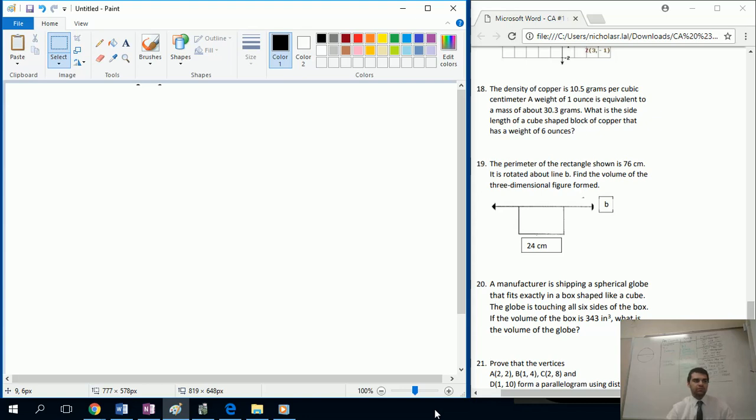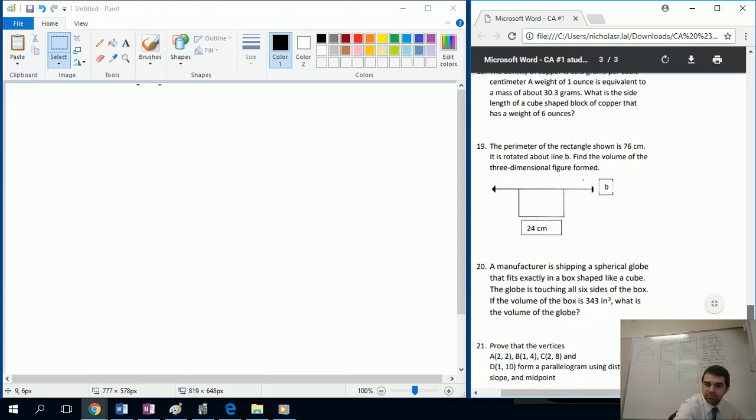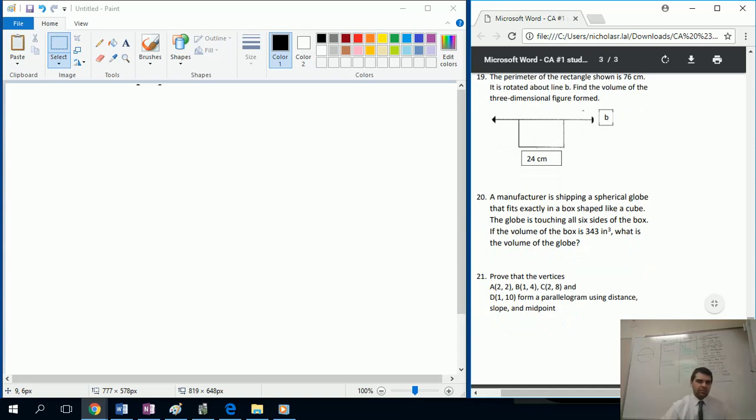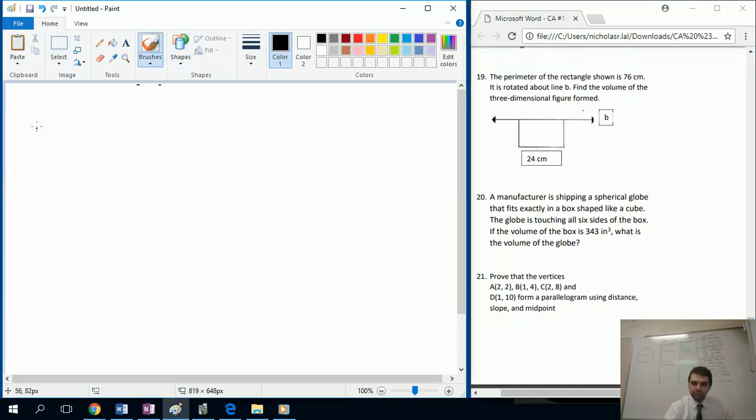Then let's do 20, and then we can do 21. 21's a doozy, but let's do 20 first. The manufacturer is shipping a spherical globe, and the globe fits a box shaped like a cube. The globe is touching all sides of the box. The volume of the box is 343 inches cubed. What is the volume of the globe?